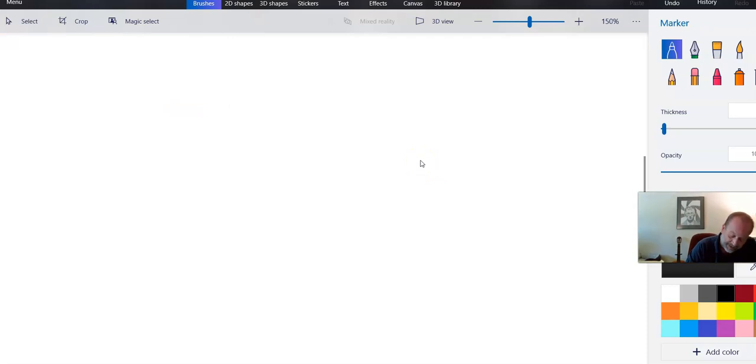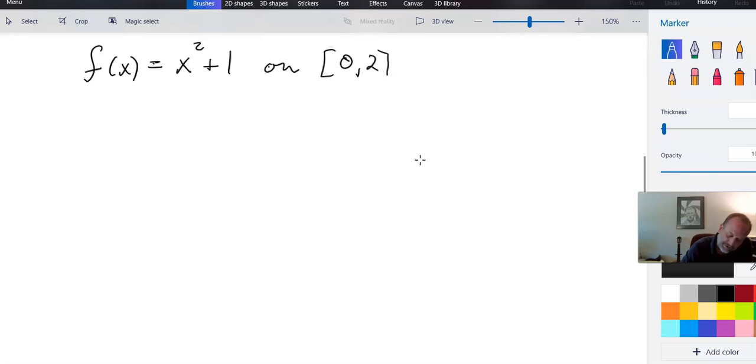So let's suppose we're given a function, and let's pick something that we're familiar with. Let's say it's x squared plus 1, which is a parabola that's been shifted up by 1 unit, right? And we're going to estimate the area on the interval from 0 to 2. Now, I just want to point out, we're actually going to go through this 3 ways. So let's say this is a function.